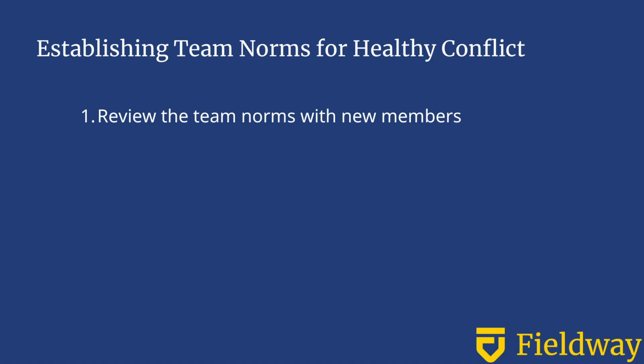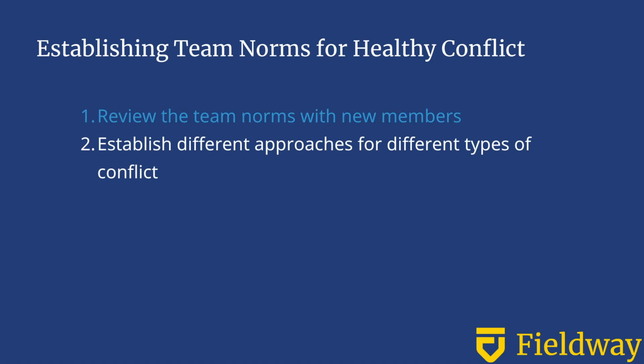Document and revisit these agreements regularly, especially when onboarding new team members. Having explicit, shared expectations makes it easier for everyone to recognize when interactions are veering into unproductive territory. Consider establishing different processes for different types of conflict. Technical disagreements might follow one resolution path, like time-boxed research followed by a decision document, while interpersonal conflicts might follow another, such as direct conversation with optional mediation support.